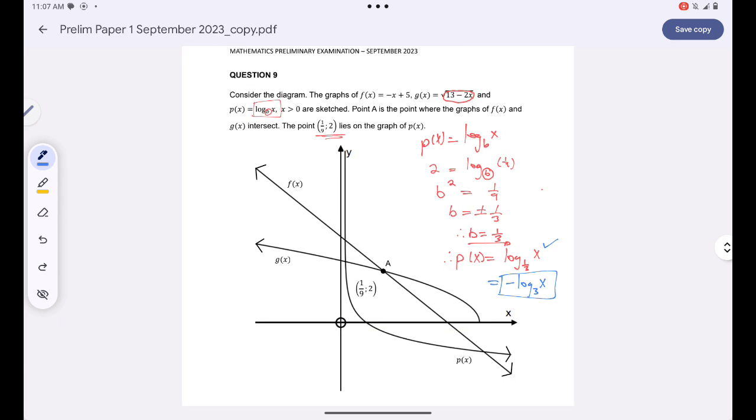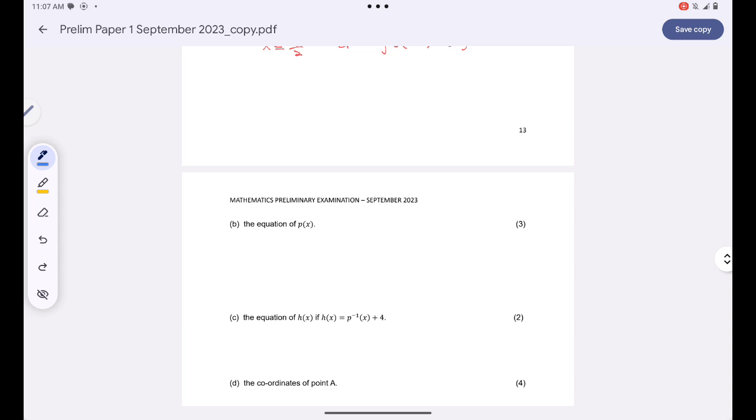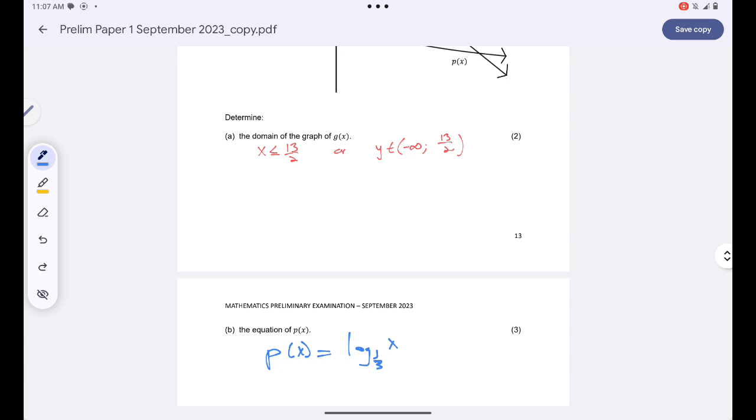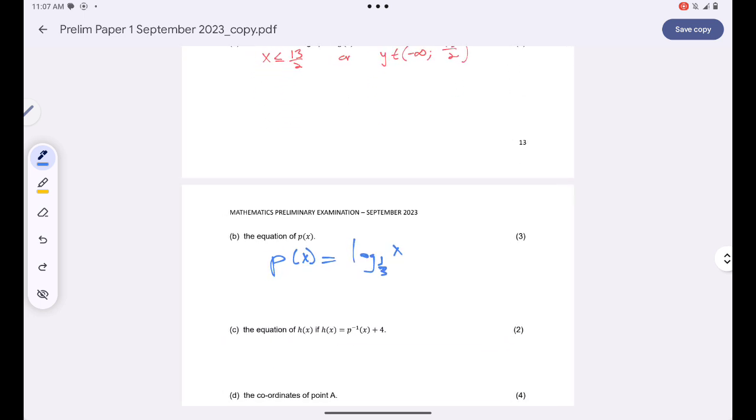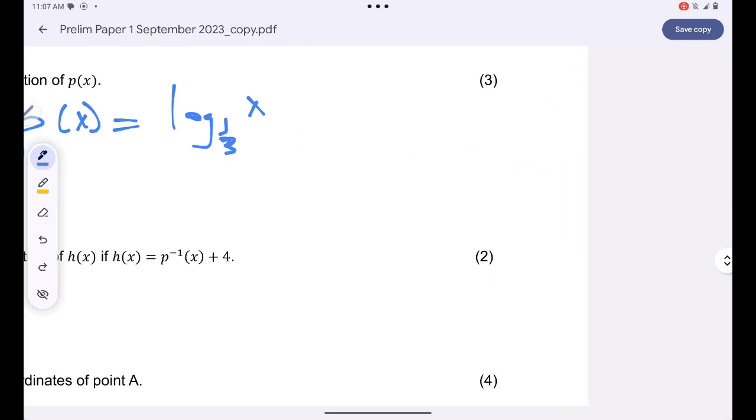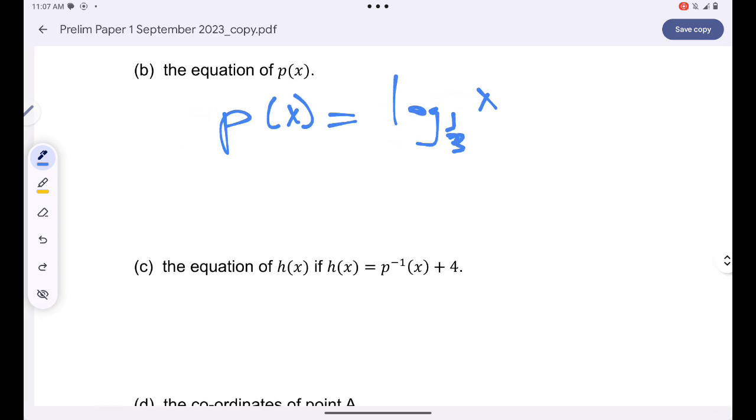That's one and the same thing, né? So the equation p of x is just equal to the log of x base 1 over 3. Now they want us to determine the equation of h of x if h of x is the inverse of p that has been translated 4 units up. Okay, firstly let's find the inverse of p, guys.